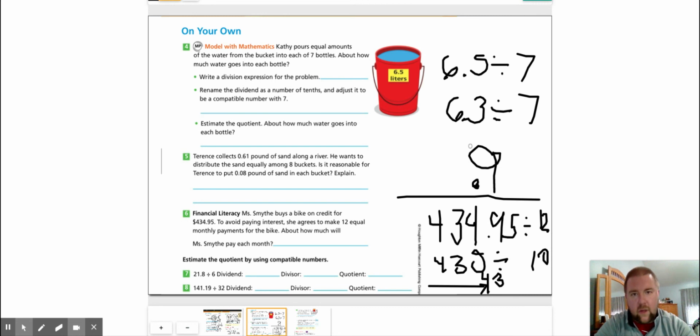Hopefully this is going to help you guys with today's lesson. We're going to deal with compatible numbers and estimating with the next lesson as well for 17-4. So I just wanted to give you a little bit more of an explanation for this assignment, more so than I normally would.